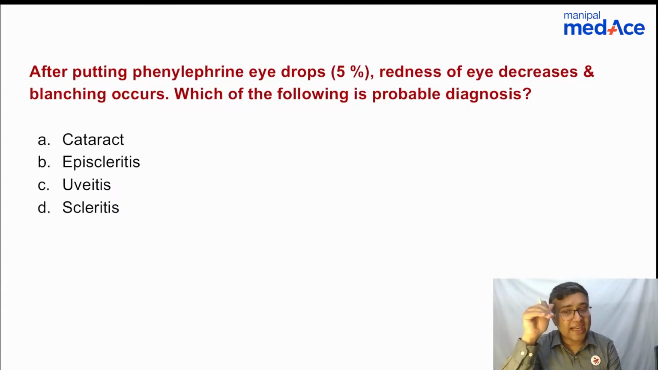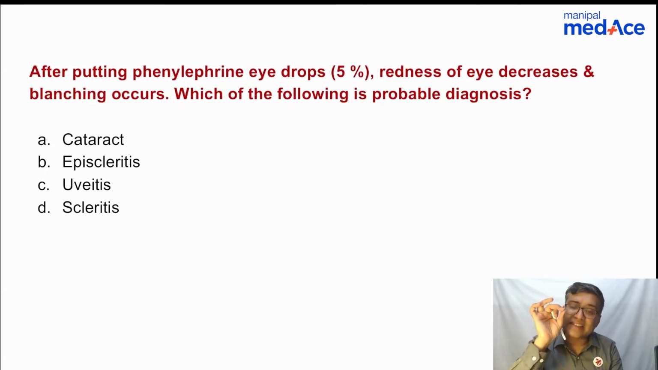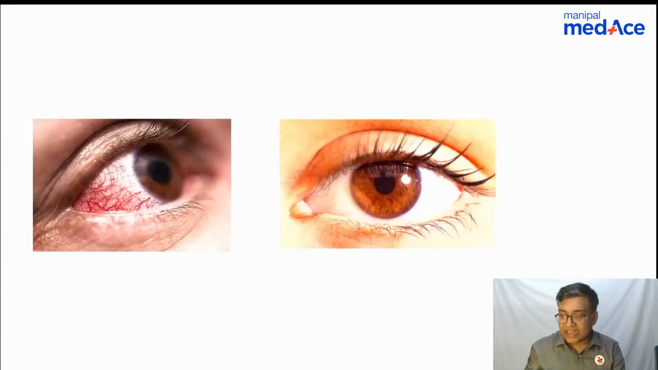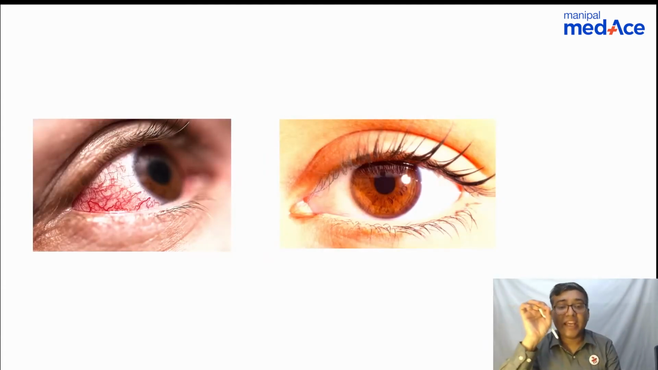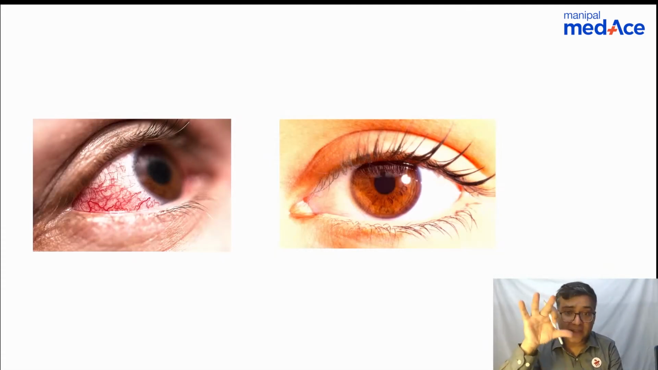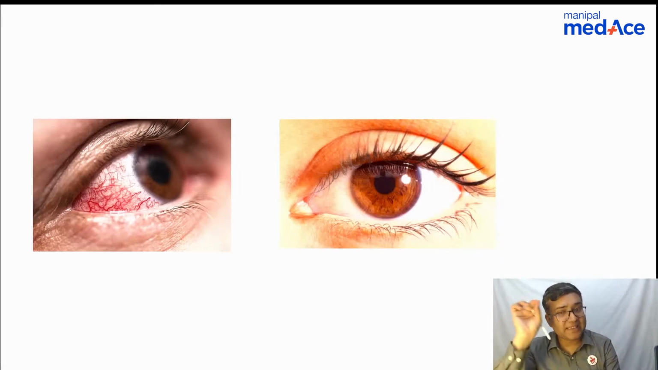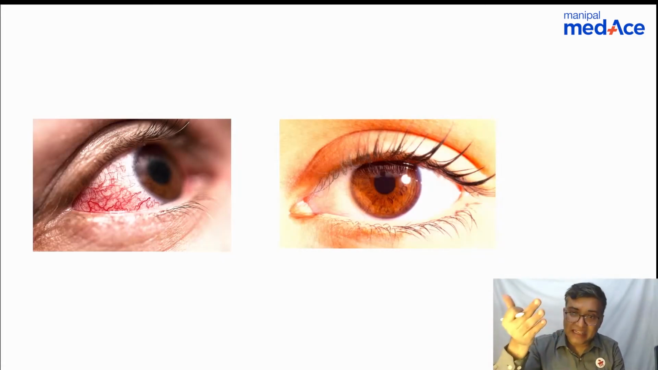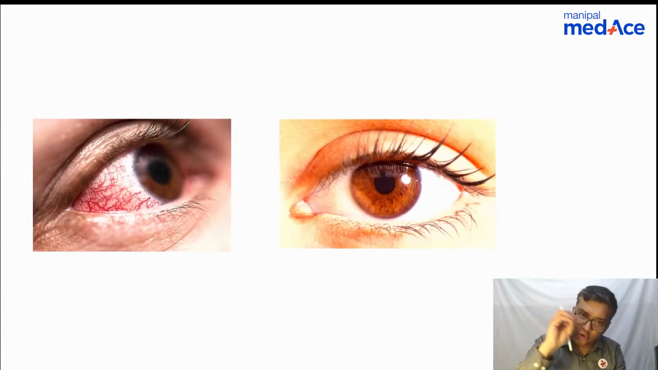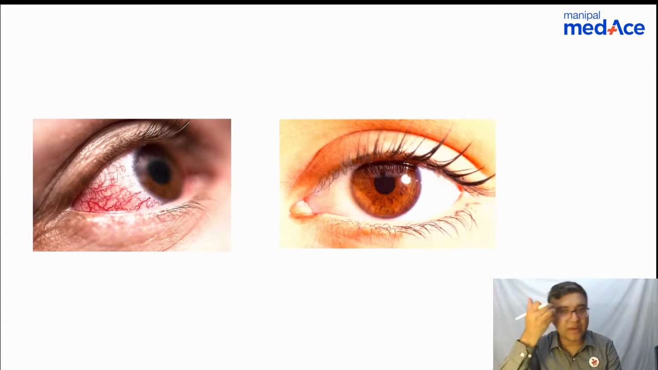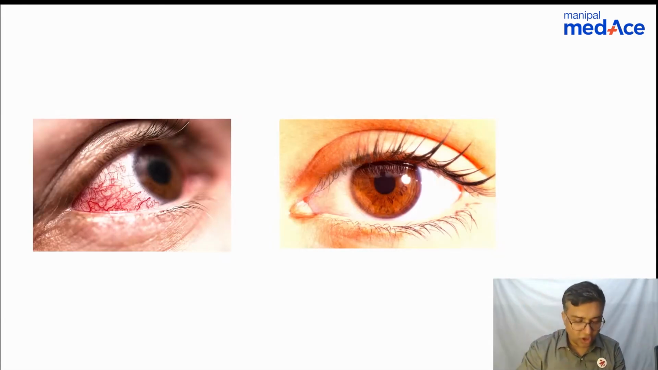Now remember, in uveitis the inflammation is internal, and if you put a phenylephrine eye drop, it would not help. Similarly, in scleritis there is a deep inflammation that would also not get resolved with the help of phenylephrine. If there is a resolving of the redness, as you can see in this picture, that is because of inflammation of the episclera, that is episcleritis. So with episcleritis, you put a phenylephrine eye drop and the eye goes clear. That is your diagnosis.